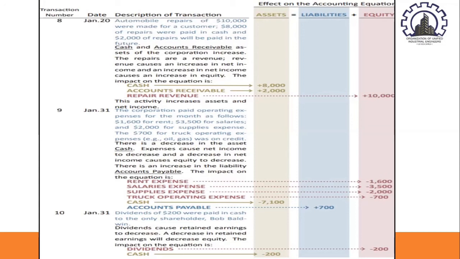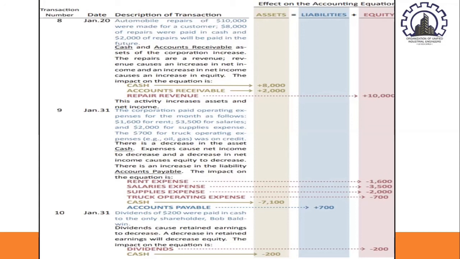$10,000. And on the 31st of January, the corporation paid operating expenses for the month as follows. So 1,600 for the rent, since you don't have your own land, you're just renting a space. So that's 1,600. 3,500 for your employee salaries, and $2,000 for supplies expense. The $700 for truck operating expenses, for example the oil and the gas, was on credit. So it was not paid in cash, but on credit.